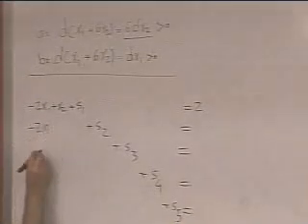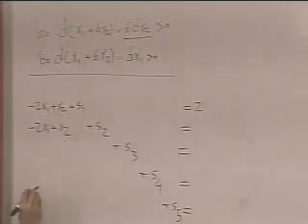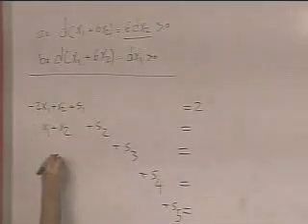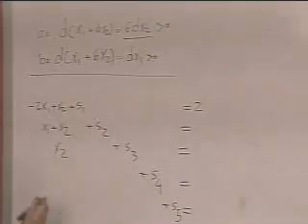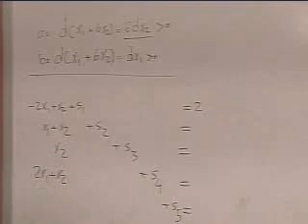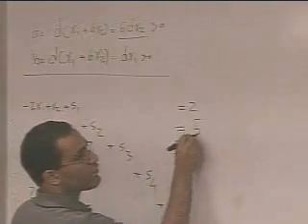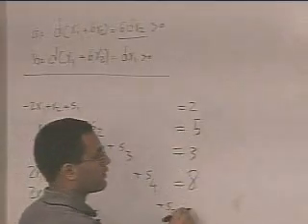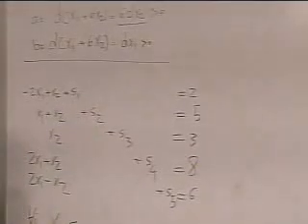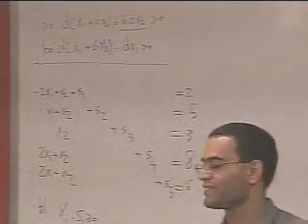minus 2x1 plus x2, x1 plus x2, x2 plus x3, 2x1 plus x2 and 2x1 minus x2 equals 2, 5, 3, 8, 6. And for all i, xi and si are greater than or equal to 0. Nothing changed. I just changed the representation.